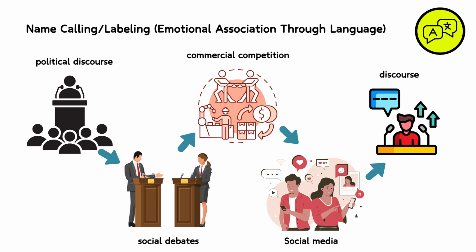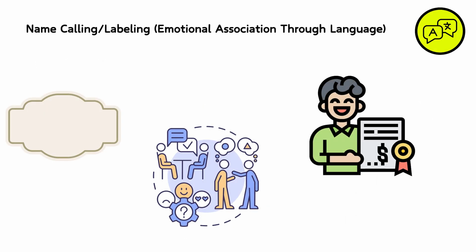Social media has amplified this technique's effectiveness by allowing labels to spread rapidly and become part of common discourse. The most sophisticated practitioners understand that the most effective labels tap into existing prejudices and fears while appearing to describe rather than attack. This makes the technique seem more legitimate and harder to challenge.